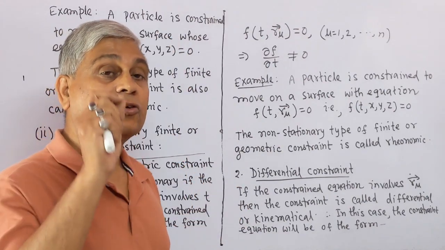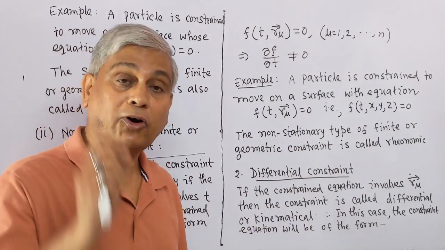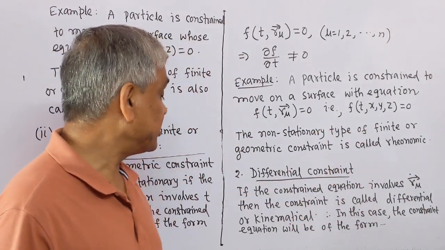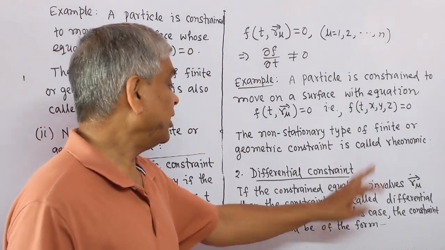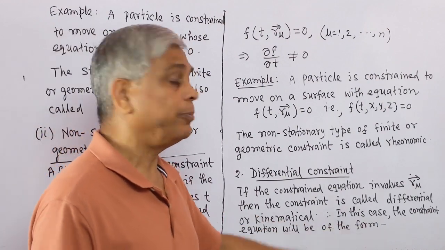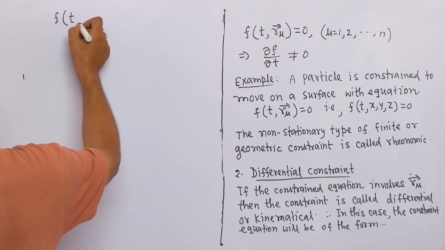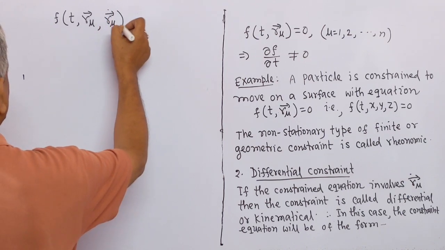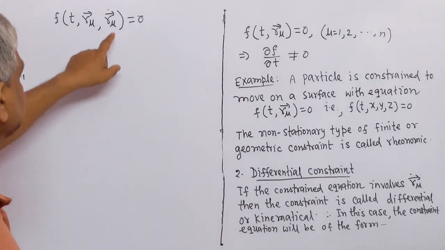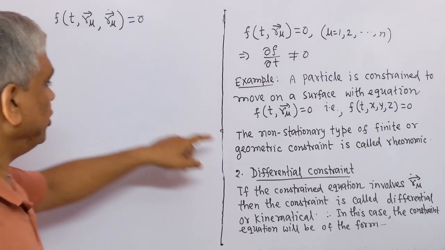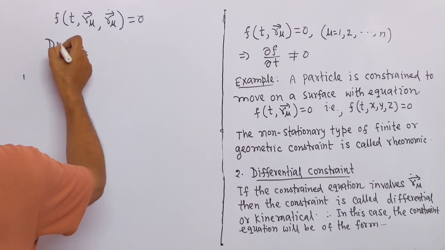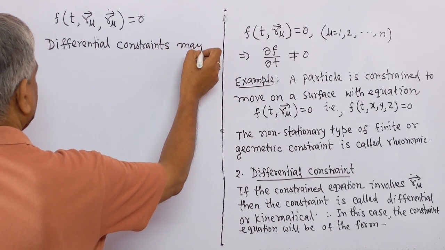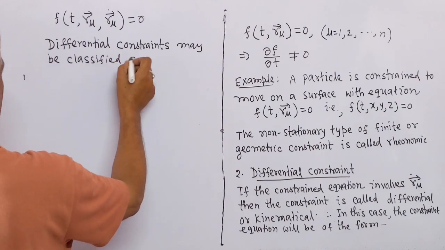Number 2, differential constraint. If the constraint equation involves the velocity vector r mu dot, then the constraint is called differential or kinematical. Therefore, in this case, the constraint equation will be of the form f of t, r mu position vector and velocity vector r mu dot, equals 0. This constraint equation involves the velocity vector r mu dot for a differential constraint. Differential constraints may be classified as follows.